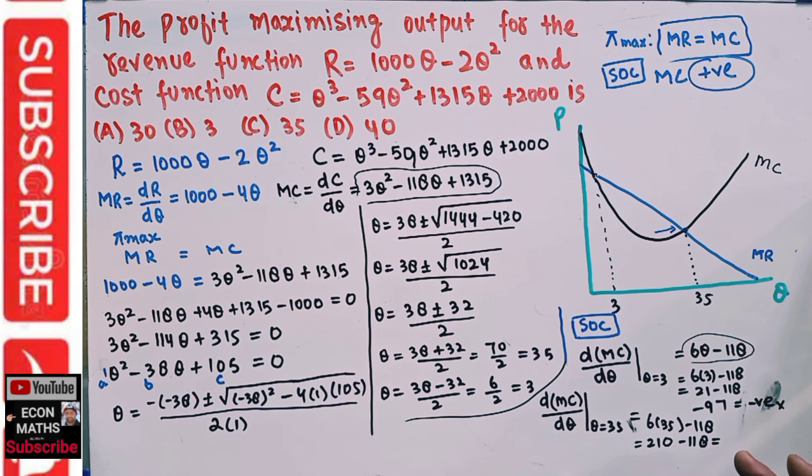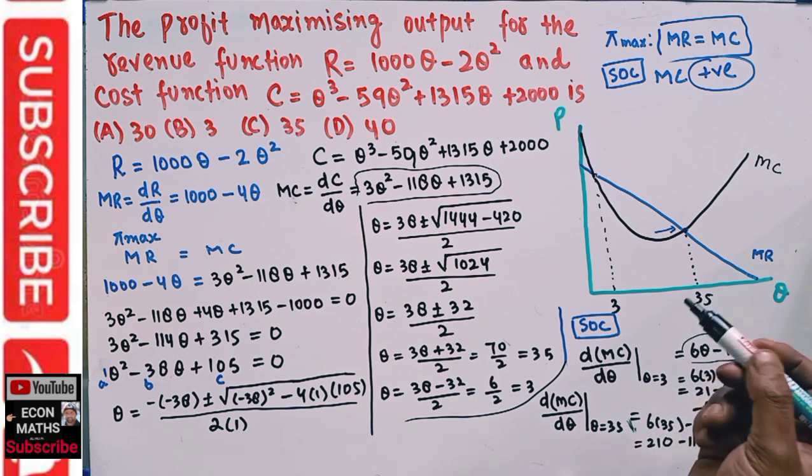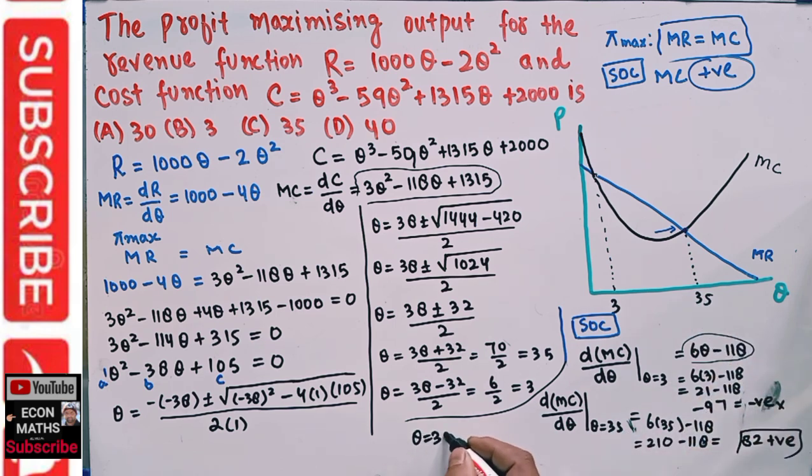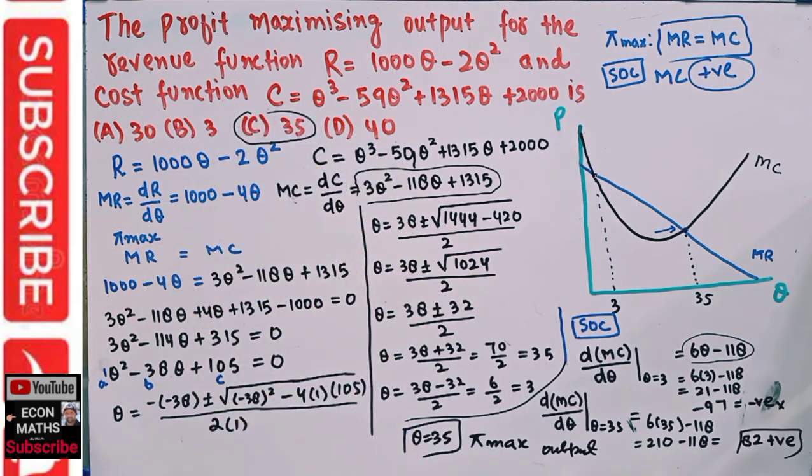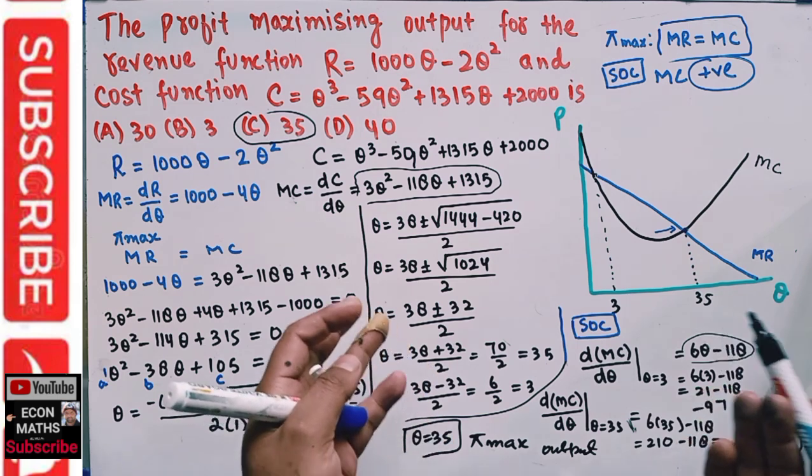6 into 35 is 210, minus 118. It comes out to be 92, if I am correct here, so it is positive. Okay, so we can say that when q is equal to 35, this denotes the profit maximizing output. So the correct option I guess should be option C, if I have done the calculation right here.